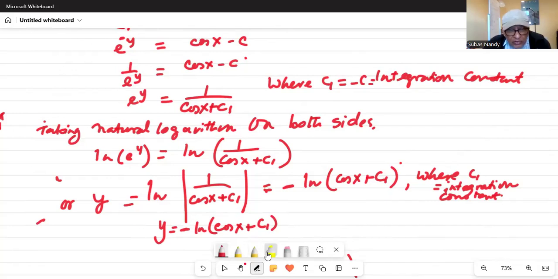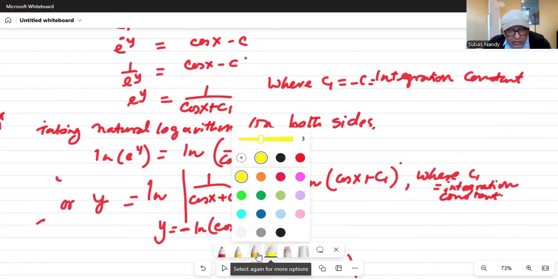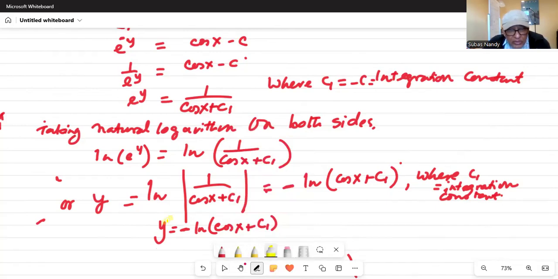That's your final answer. Let me highlight that, which is this one: y is equal to minus ln cosine x plus c1. When we took the natural logarithm of e to the power of y, it just gives you y. And you get the absolute value of 1 over cosine x plus c1, which by the rule of natural logarithms is minus ln cosine x plus c1. Hence, y equal to minus natural logarithm of cosine x plus c1 is the correct answer.